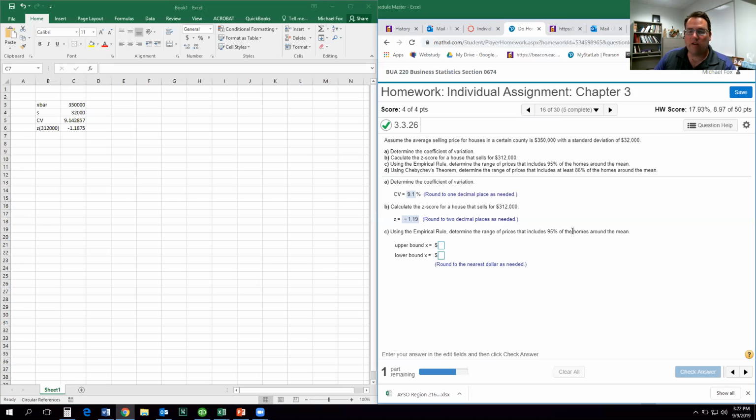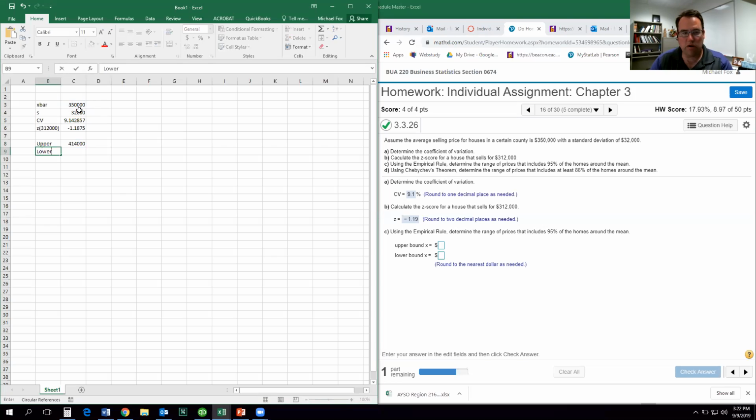So in our case, it's 95% of the homes will be plus or minus 2 standard deviations. So to find the upper bound, all we're going to do is take our mean plus 2 times the standard deviation. If it told you to find 99.7%, you would do 3 times the standard deviation, etc.